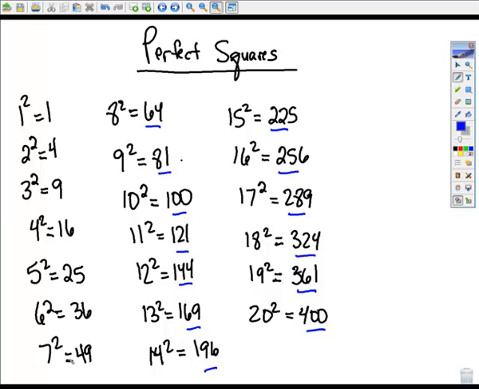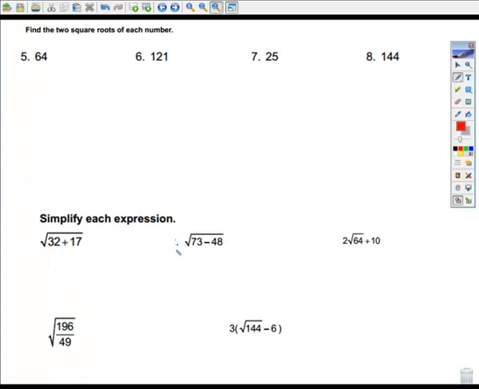And the numbers to the left are their square root. And by to the left, I mean the 1, the 2, the 3, the 4, etc. Not the 4 squared, but the square root is actually the 4. Alright, let's do a few examples.